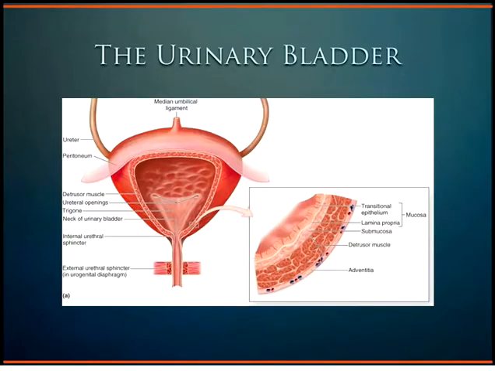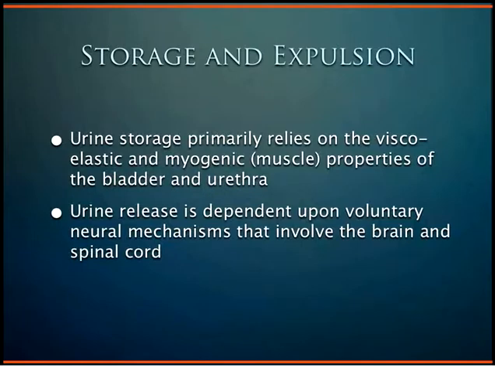The urinary bladder is capable of tremendous expansion and contraction. Its musculature is known as the detrusor and is made up of smooth muscle fibers. It responds to the impulses of the autonomic nervous system and involuntarily contracts. The method in which urine is stored and expulsed involves a complex extrinsic neural regulation mechanism. The storage component relies upon the viscoelastic and myogenic or muscular properties of both the bladder and the urethra.